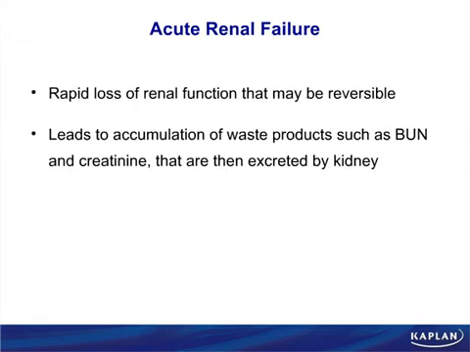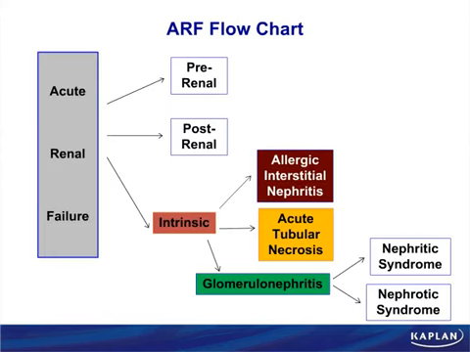So now I want to spend a little bit of time going over acute renal failure. Acute renal failure means that there is a rapid loss of renal function that may be reversible. This is due to a rapid decrease in the GFR. This leads to an accumulation of waste products such as BUN as well as creatinine that are usually excreted by the kidney. When you see acute renal failure, you have to consider, is this pre-renal, post-renal, or intrinsic renal?